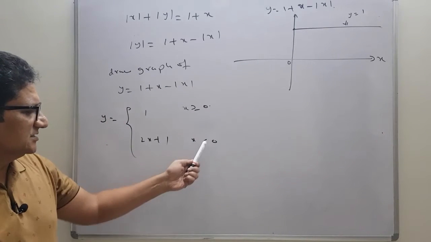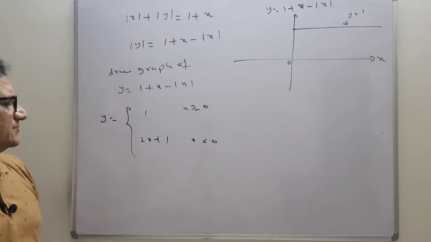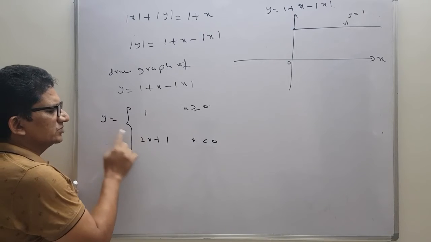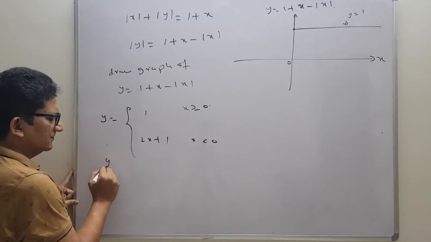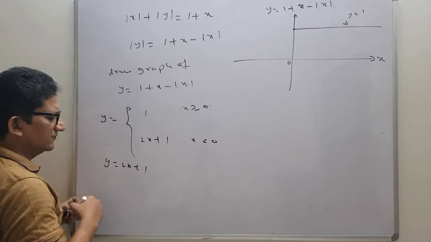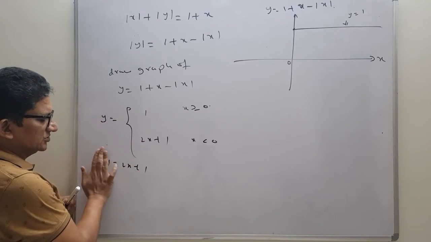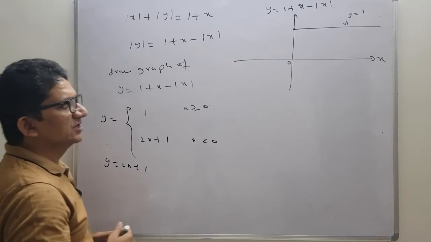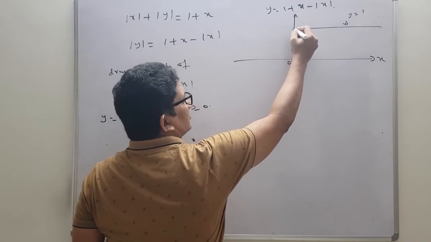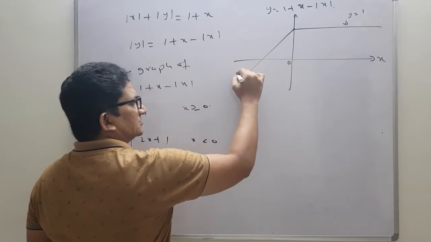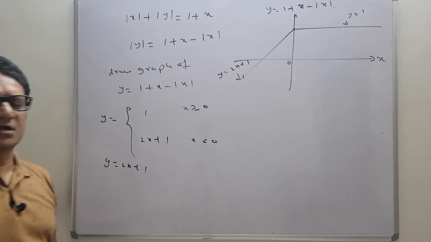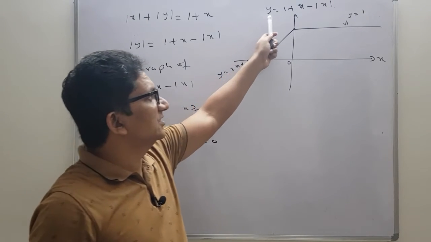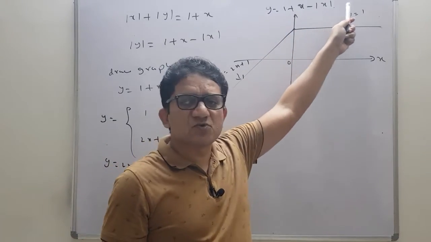And next, when x is negative, y equals to 2x plus 1. See, y equals to 2x plus 1. If you take x close to 0, y is positive and x is negative. So y is positive, x is negative means in the second quadrant. So you will get a line like this. So this is your line, y equals to 2x plus 1. So this is the graph of y equals to 1 plus x minus mod x.